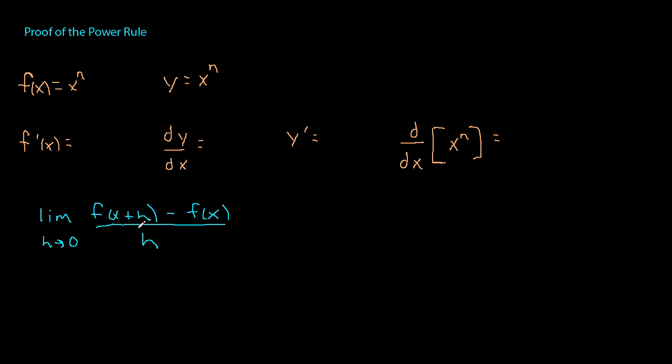Let's evaluate this limit statement here, assuming that f equals x to the n. So what is f of x plus h? f of x plus h is simply going to be my input raised to the nth power, and my input in this case is just x plus h, minus f of x, which is just x to the n, and this is all over h.